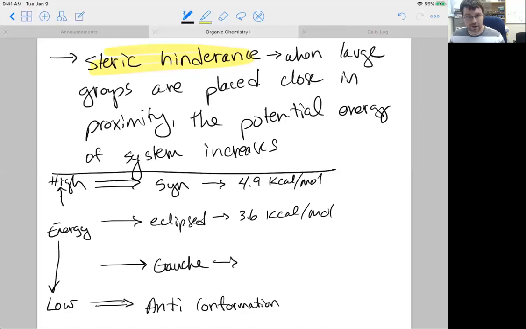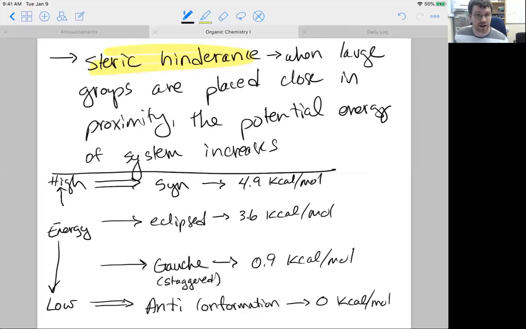Gauche is higher in energy than the anti. The anti we set to 0. We just say, okay, let's set that to 0. Everything else is relative to it. The gauche is higher in energy than the anti at 0.9 kcals. But remember that the gauche is still a staggered conformation. And if it's a staggered conformation, it's not going to be as high in energy as 2.9 kcals, which we saw for the eclipsed conformation of ethane. It's going to be lower in energy.